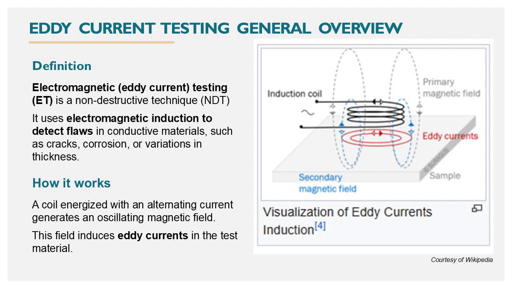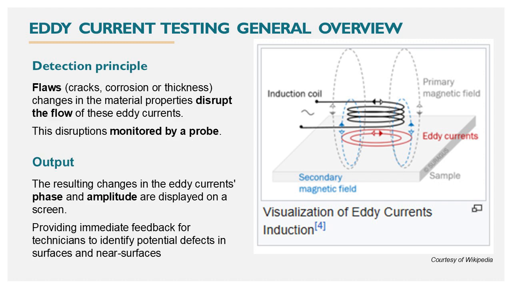How eddy current testing works. A coil energized with an alternating current generates an oscillating magnetic field that induces eddy currents in the test material. Eddy current testing detection principle. Flaws or changes in the material properties disrupt the flow of these eddy currents, which are then monitored by a probe. Eddy current testing expected output. The resulting changes in the eddy current's phase and amplitude are displayed on a screen, providing immediate feedback for technicians to identify potential defects in surfaces and near surfaces.